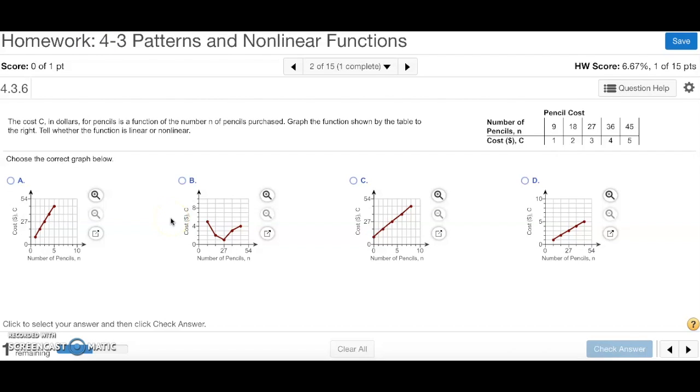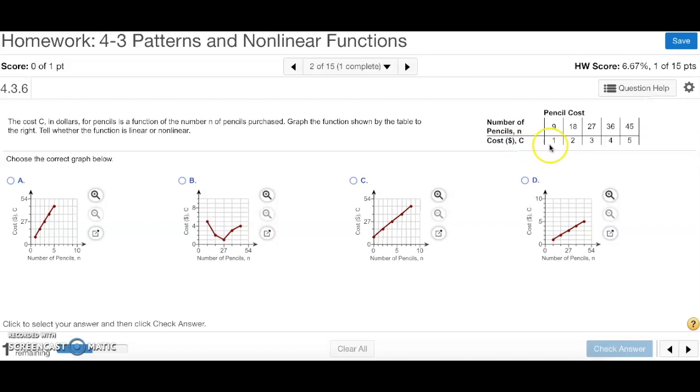Number 2, the cost C in dollars for pencils is a function of the number N of pencils purchased. Graph the function shown by the table to the right. Tell whether the function is linear or nonlinear. Now, the number of pencils is going to be the independent variable, and the cost is going to be the dependent variable, because the cost of the pencils depends on how many you're getting. So number of pencils is x-axis, and the cost is the y-axis.